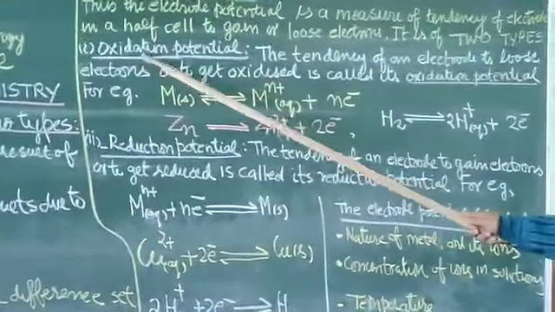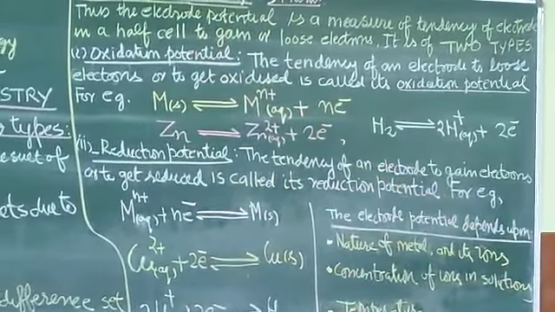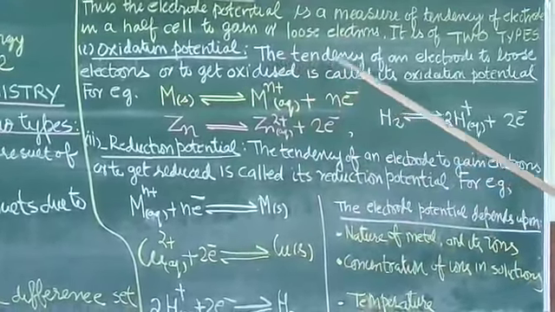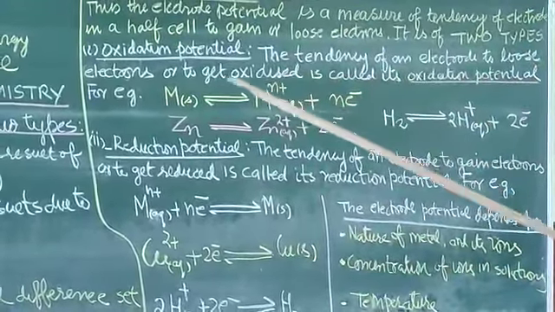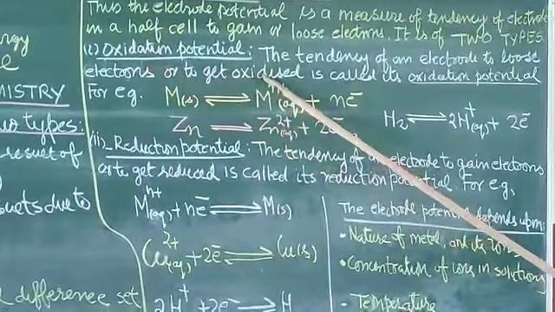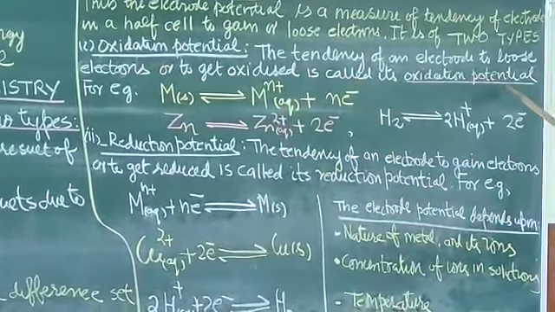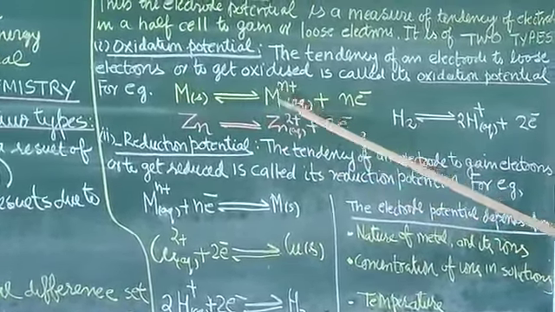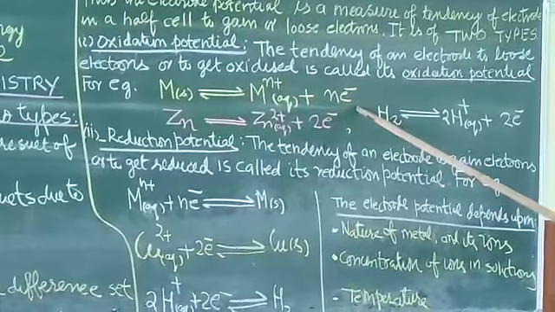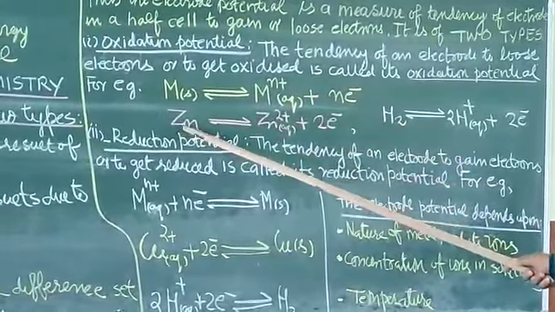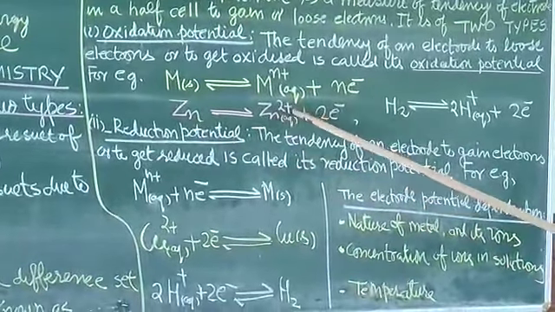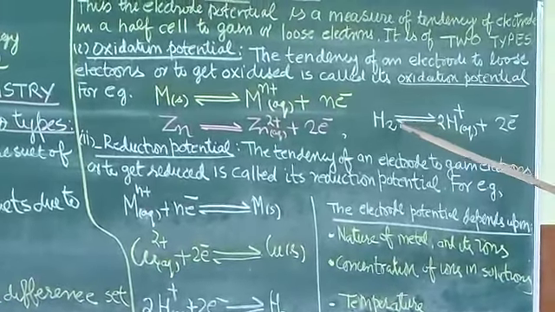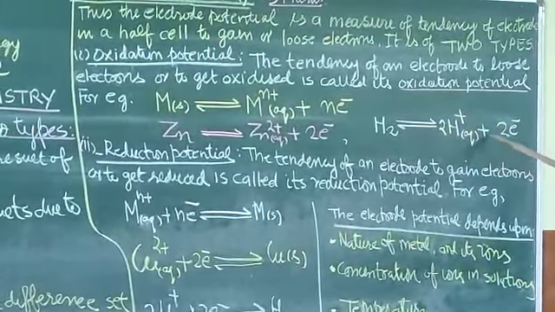Number one, oxidation potential. What is oxidation potential? The tendency of an electrode to lose electrons or to get oxidized is called its oxidation potential. For example, M solid gives you M^n+ plus n electrons. Example 2, Zn ⇌ Zn²⁺ plus 2 electrons. Similarly, S²⁻ ⇌ S plus 2 electrons.